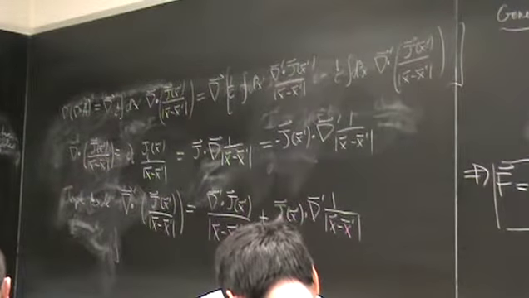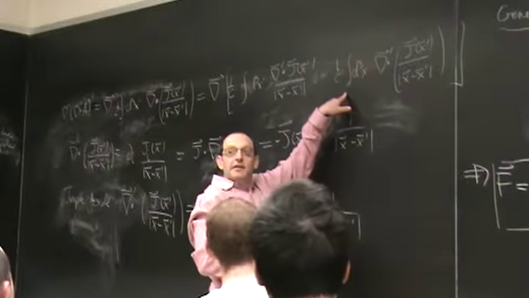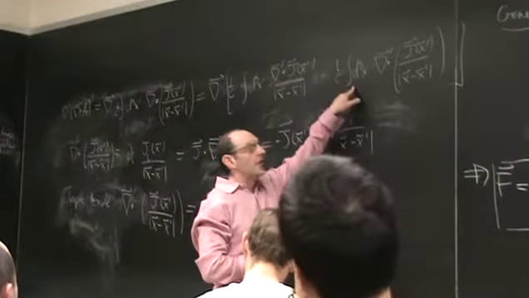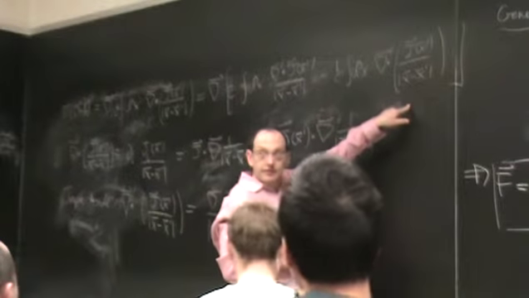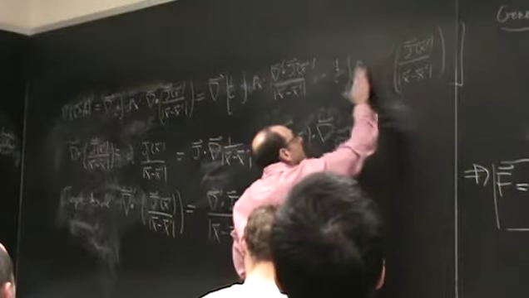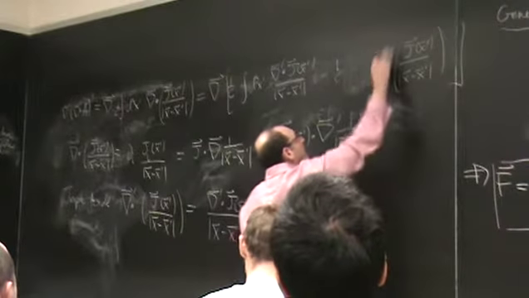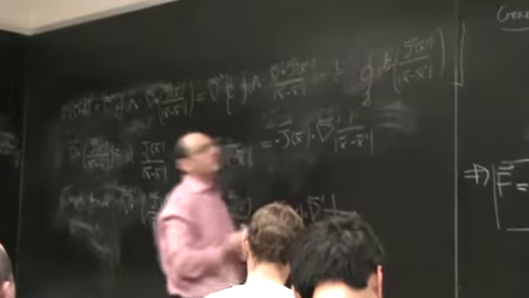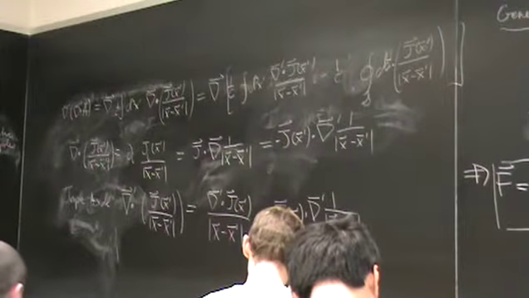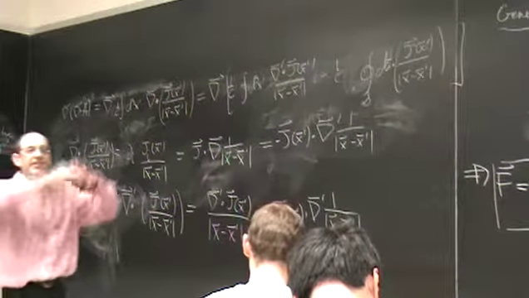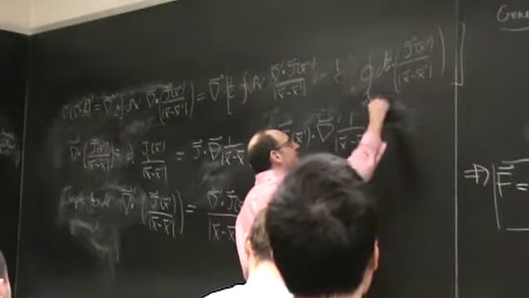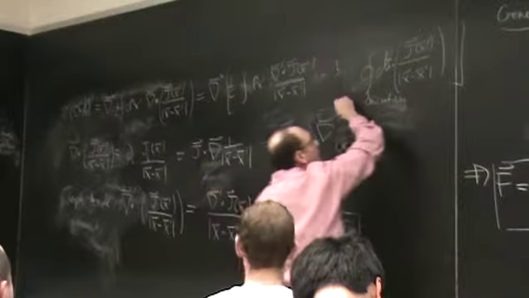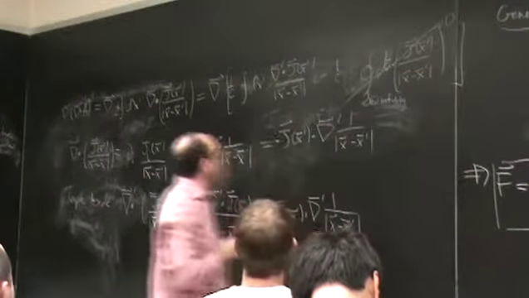Doesn't matter, because what is this by the divergence theorem? The integral over this big volume of the divergence is equal to the integral of the flux through the closed surface. This is the so-called surface term in integration by parts. And what is that surface? It's the surface at infinity, because we're integrating over all space. There's no current flowing off to infinity, so the surface term is zero.